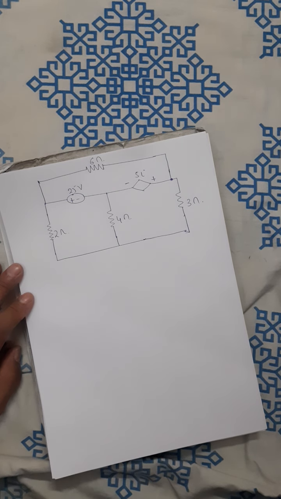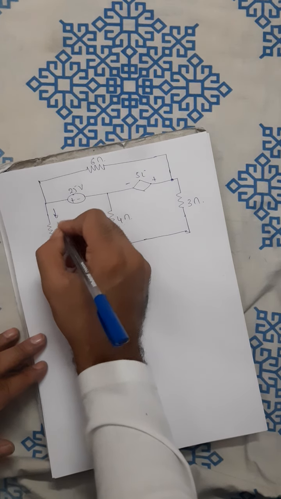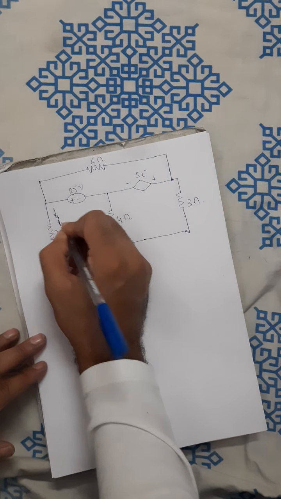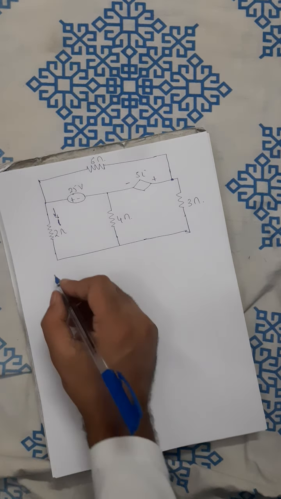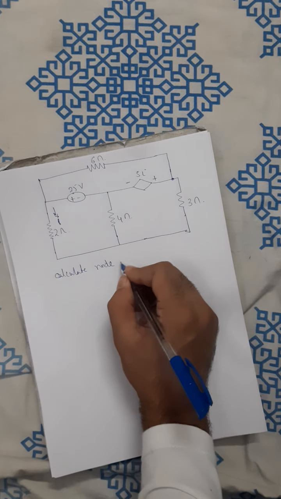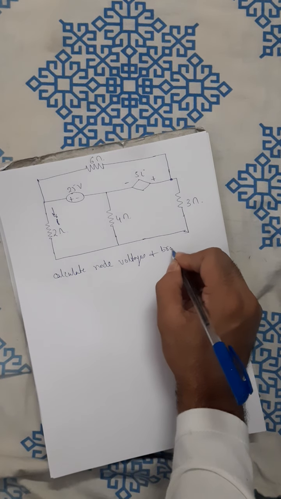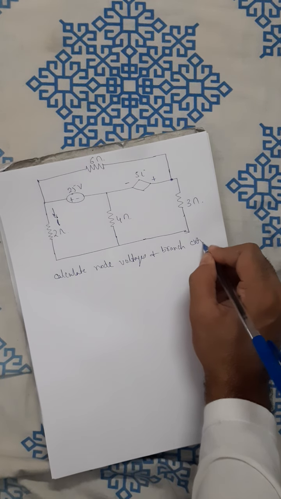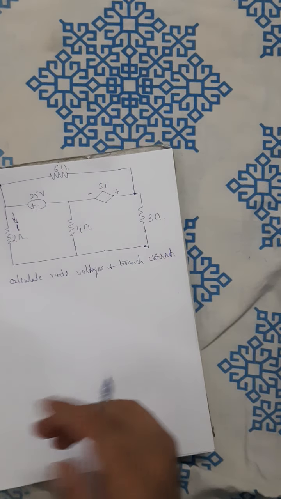Okay. And what is I? I is the current that is flowing in this branch. Okay. So you have to calculate the node voltages and branch currents. What you have to do, you have to calculate the node voltages and branch currents.